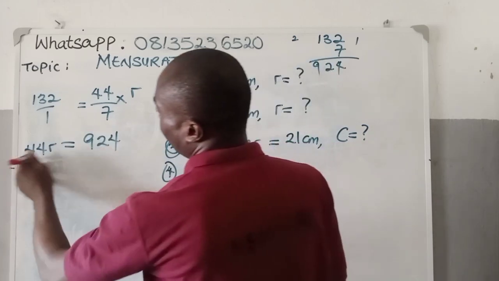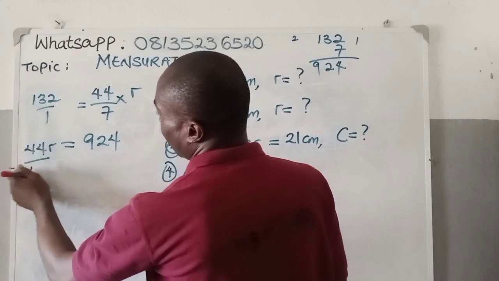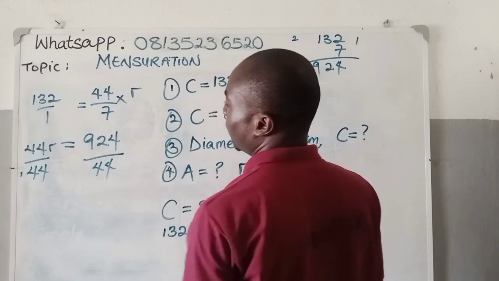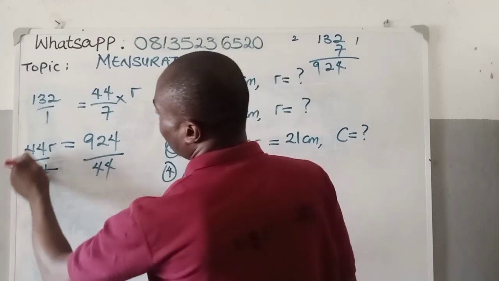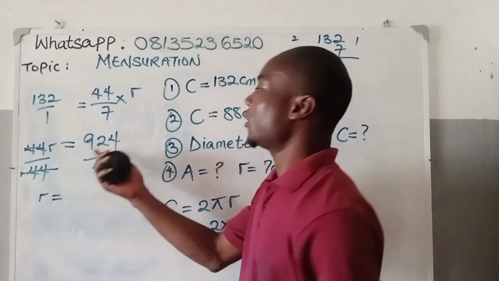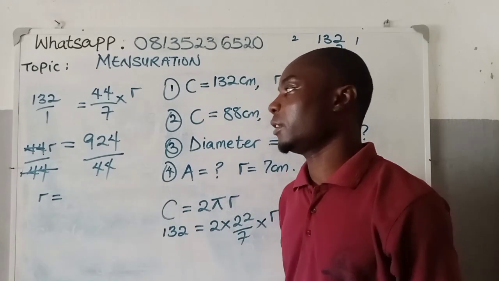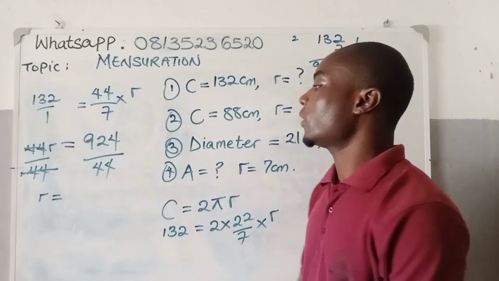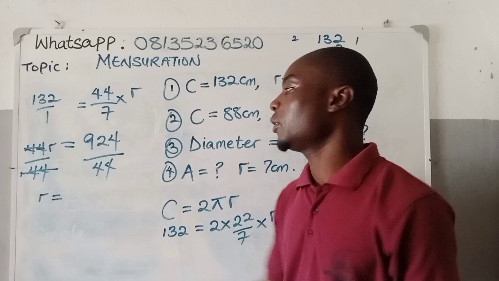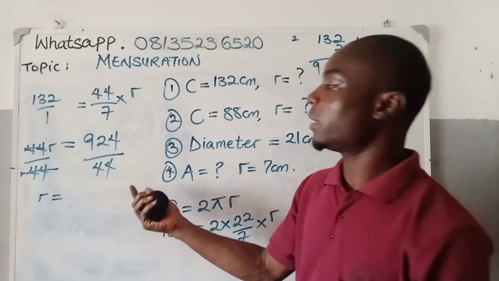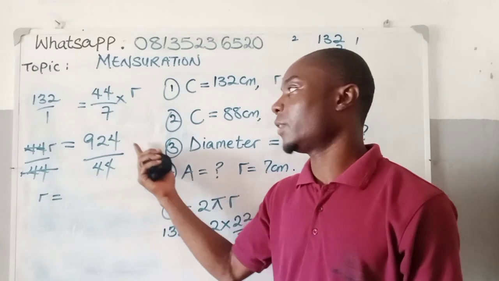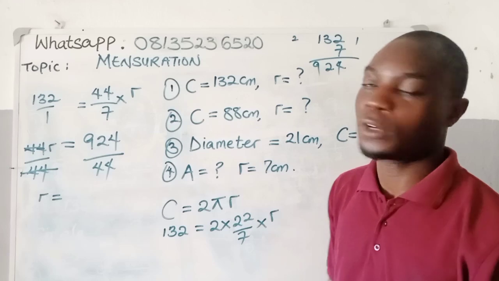So we have 924. So we divide both sides by the coefficient of r, which is 44. Divide by 44, divide by 44. So 44 cancels 44. We're left with r, and r is equal to 924 divided by 44. So let's find out 924 divided by 44. So for us to do this easily, we'll just ask ourselves what number times 44 will give us 924, or an answer very close to 924.